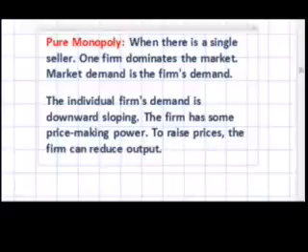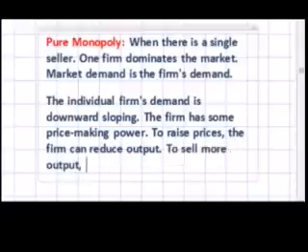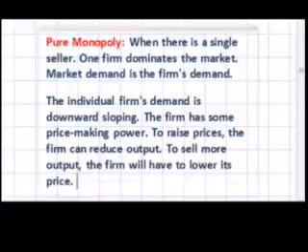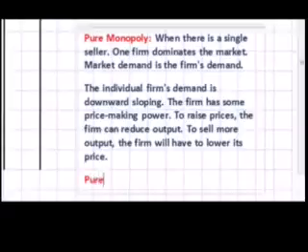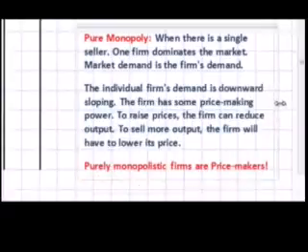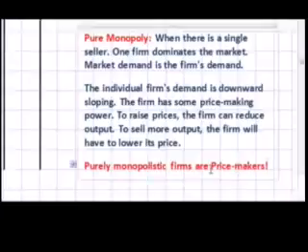However, if the firm wished to lower its price, it could do so by increasing its output, since in order to sell the additional output, it would have to lower its price. So we can say that purely monopolistic firms are price makers, in contrast to perfect competition, in which individual firms face a horizontal or perfectly elastic demand curve, meaning that pure competitors are price takers.